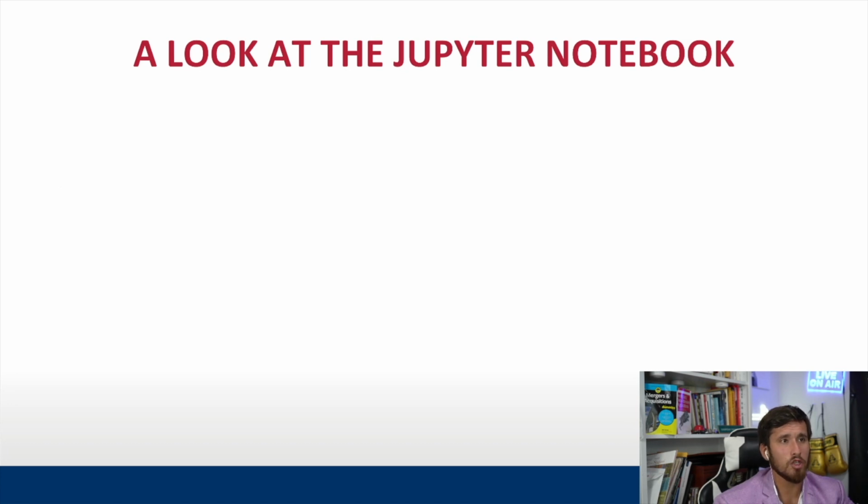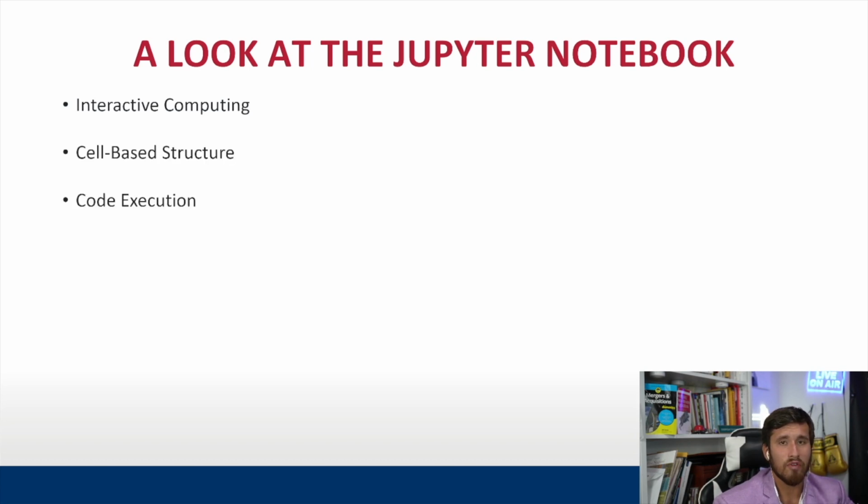So let's take a look at the Jupyter Notebook. These are some of the bullet points that I had highlighted for the Jupyter Notebook. It has interactive computing and a cell-based structure, so if you've ever used something like Excel before, you might see some parallels there. It allows you to execute your code in the notebook. It has markdown support, which allows you to put headers and different sections in your code. That's really helpful and useful if you want to organize the code you're writing.